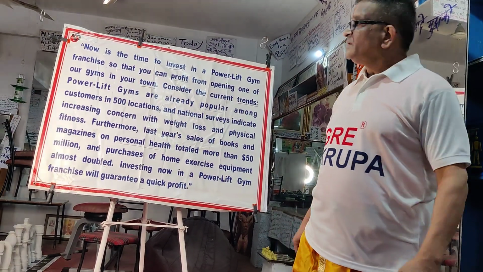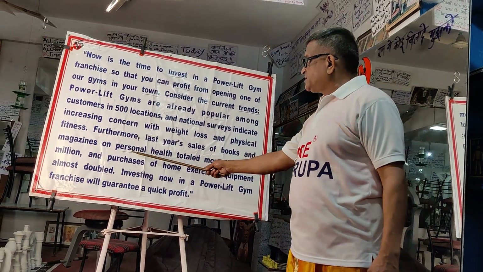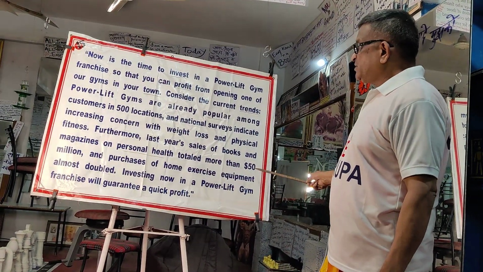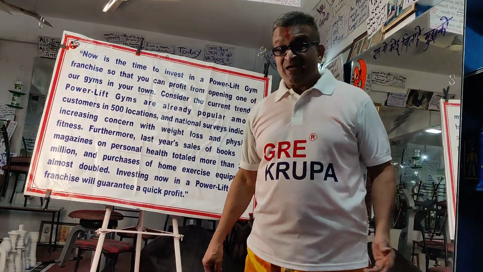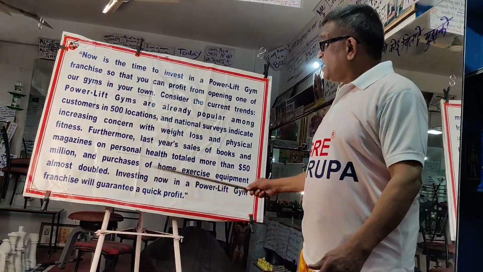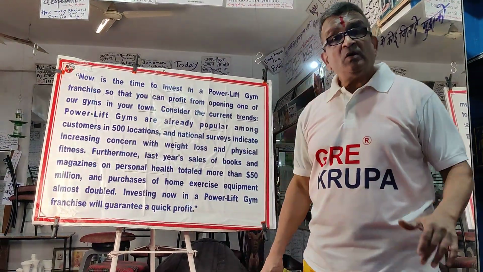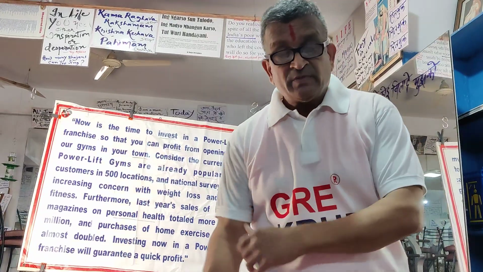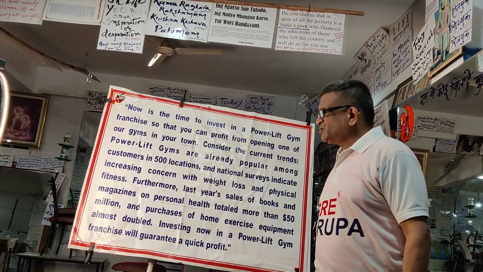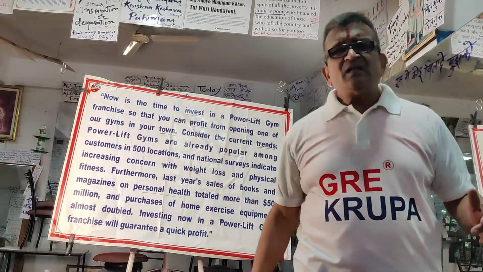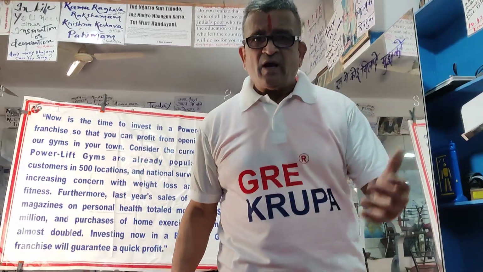Now the third paragraph. Thirdly, the speaker talks about last year's sales of books and magazines on personal health having totaled 50 million, and the speaker assumes, as usual again, that because there is a 50 million sale of magazines on personal health, people will join the powerlift gym. Full stop. The simple objection is, what are these magazines dealing with? Personal health magazines need not necessarily be focusing on bodybuilding or working out in a gym.